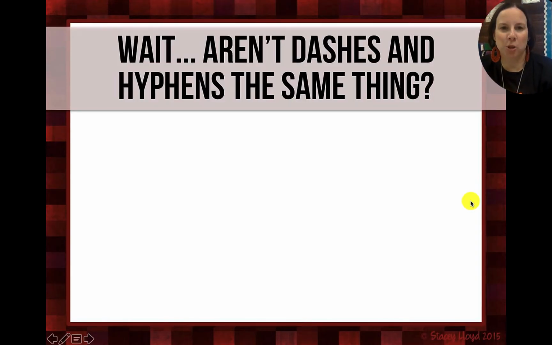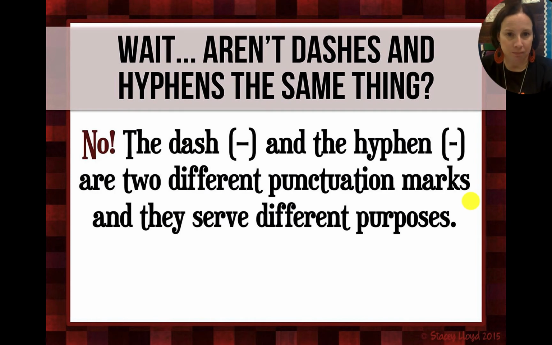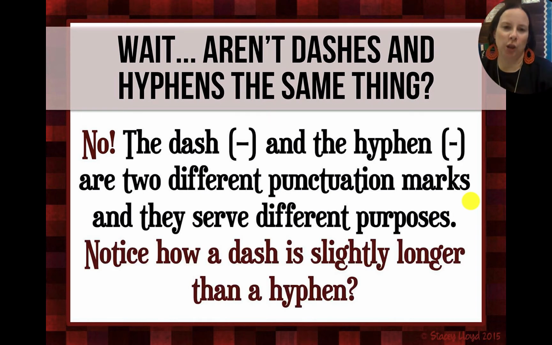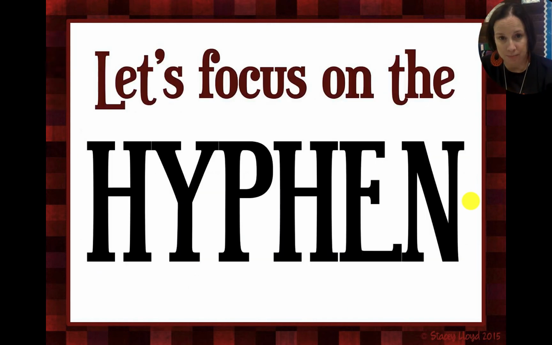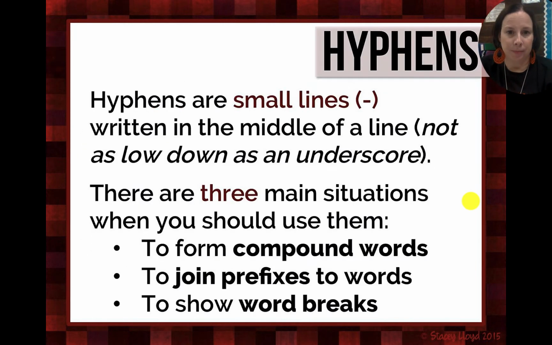So basically, most people think that dashes and hyphens are the same thing. Okay, so the dash and the hyphen are two different punctuation marks, and they are used in different ways. If you look closely, the dash is slightly longer. Okay, so it's a longer line than the hyphen is. So we're going to start with the hyphen.